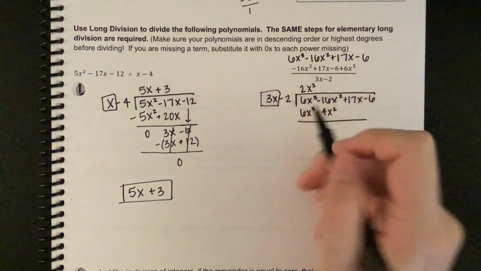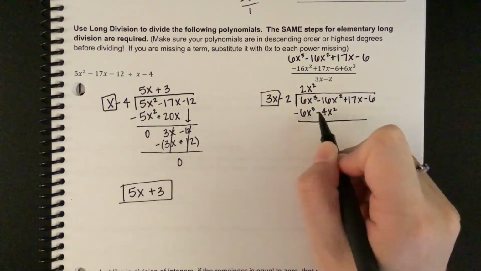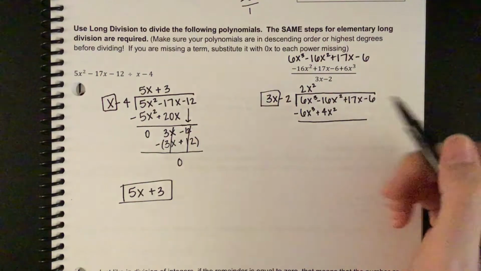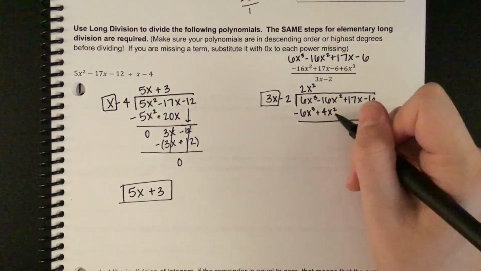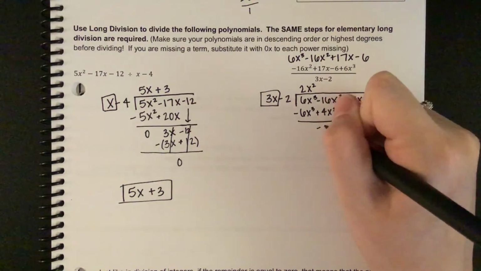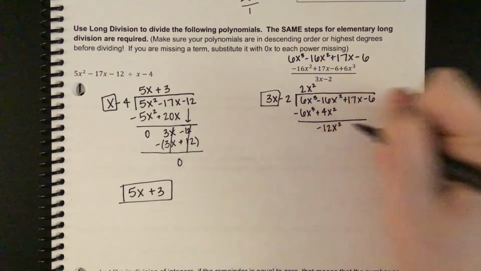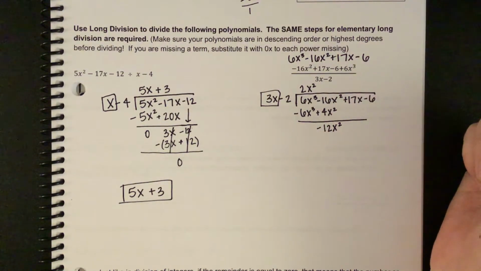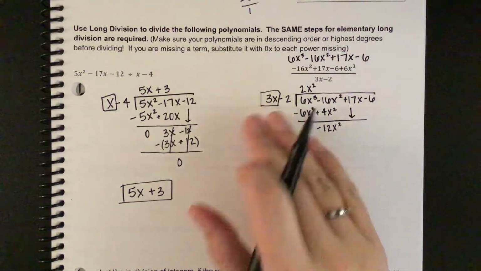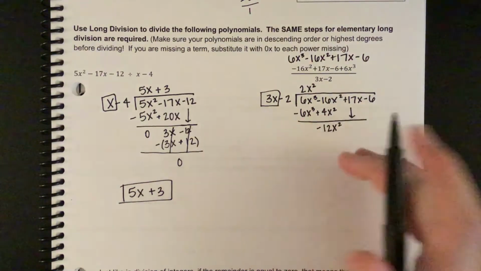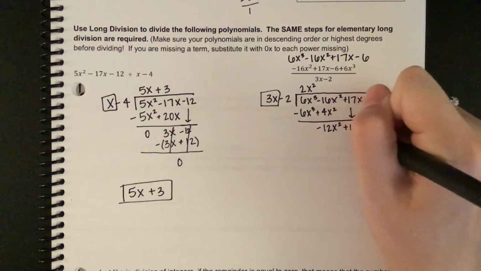So I'm going to change my signs on both of these. So subtract and add. Those are going to cancel. Negative 16x squared plus 4x squared is going to give me negative 12x squared. I'm going to go ahead and bring this down because I've got two terms here. So I'm going to constantly want two terms to cancel out with. So I'm going to bring down my 17x.